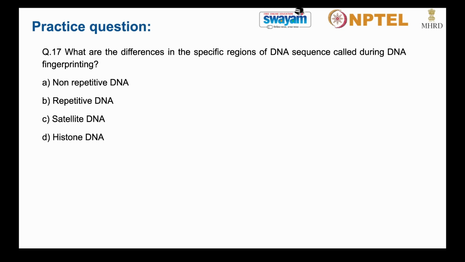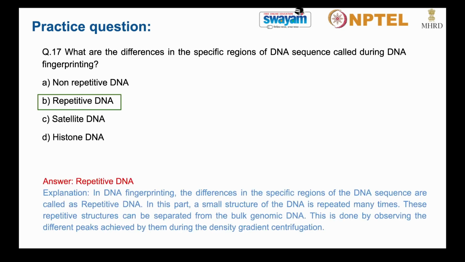So what do you think? What are the specific regions where differences are observed in the DNA sequence during fingerprinting? Okay, answer in your chat box. Okay, so many of the students have mentioned option B, and still there are certain students who say option B and C. They are confused between option B and C. Okay, so now let's see what will be the correct option. The correct option is option B, that means repetitive DNA. So in DNA fingerprinting, the differences in the specific regions of the DNA sequence are known as repetitive DNA.